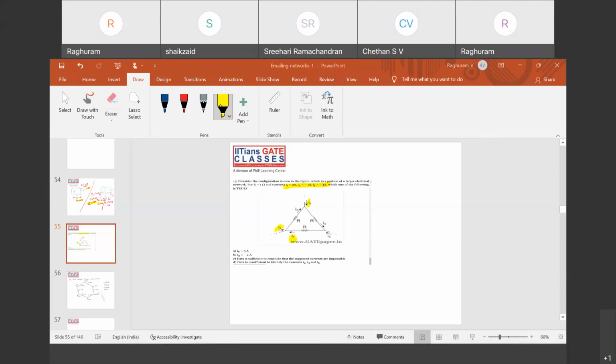A is the answer? I6 equal to 5 amperes. Yes. See, everyone, again, this is I4. I4 is given as minus 1 amp.